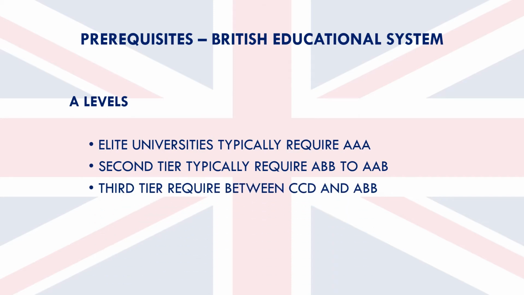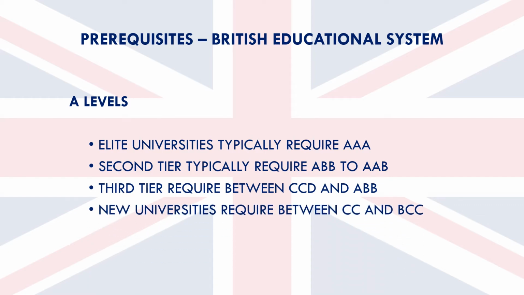Third-tier universities, such as Leicester and Reading, typically require 3 subjects between CCD and ABB, depending on the particular course. New universities, such as Bournemouth and London Metropolitan, typically require between CC and BCC, that is 2 A levels and 3 A levels of these scores, again, depending on the institution and the course.